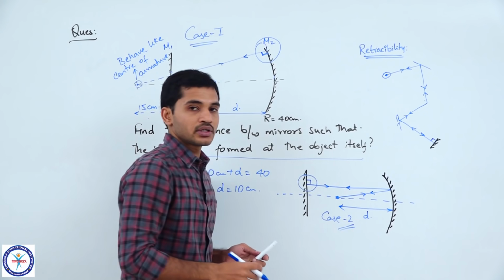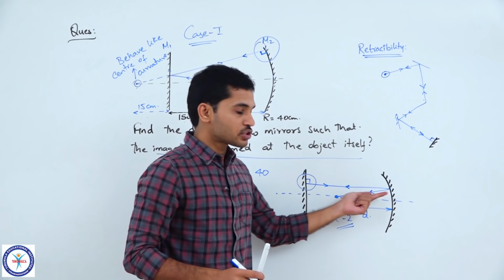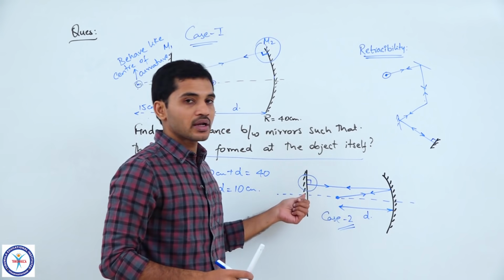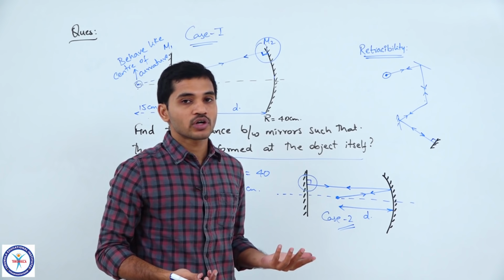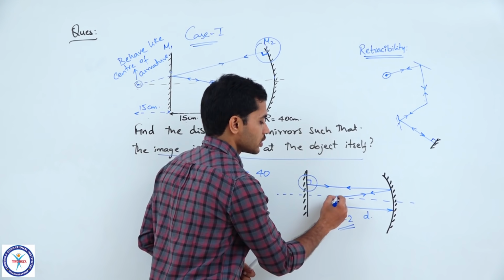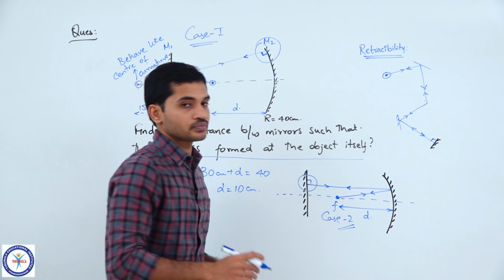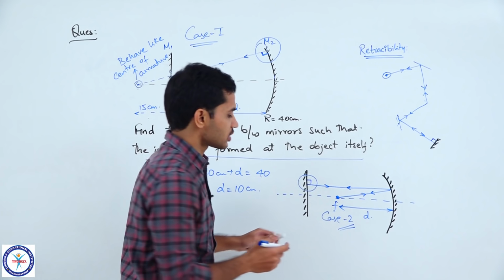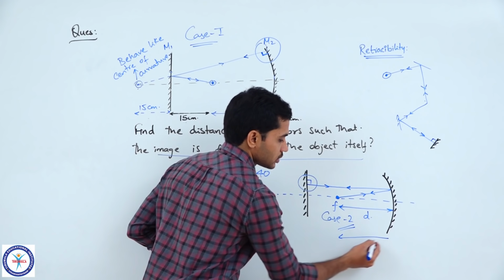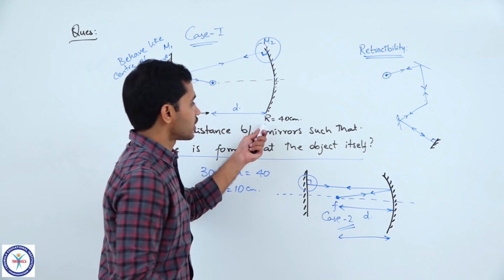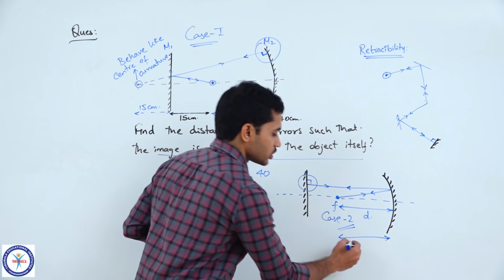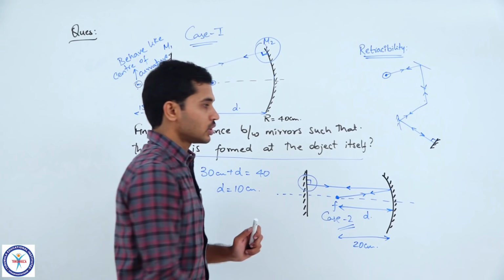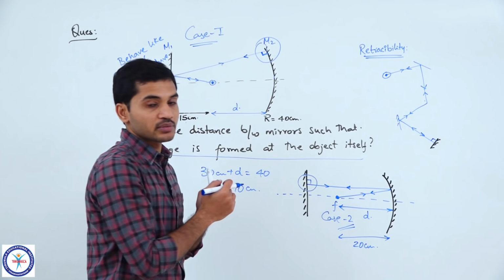And now you can easily tell, for this case to happen, how much should this distance be? Think about that. Tell me, from which position should the light ray come so that after reflection it becomes parallel? It should be the focus, right? So, this point should be the focus, right? So, if that is the focus, how much will this length be? We already know the radius of curvature as 40 centimeters, which means this length should be 20 centimeters. So, in the case 2, this length should be 20 centimeters.